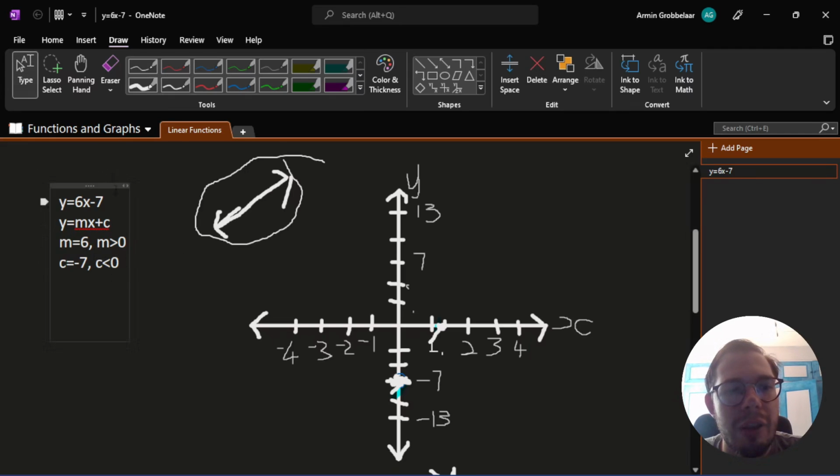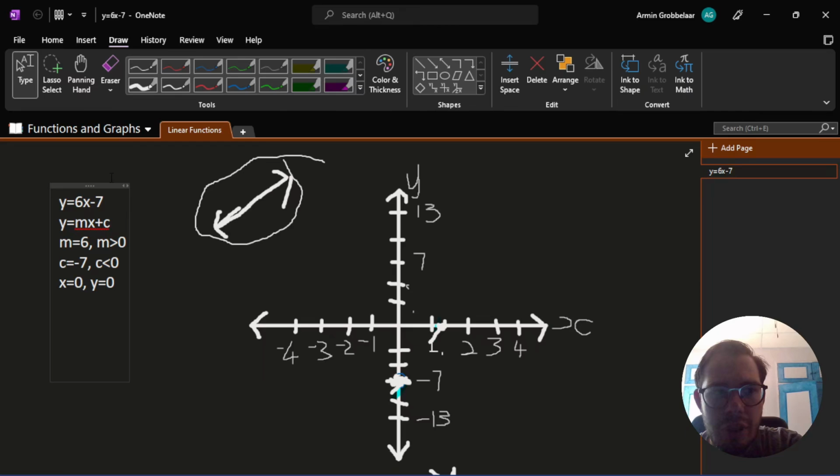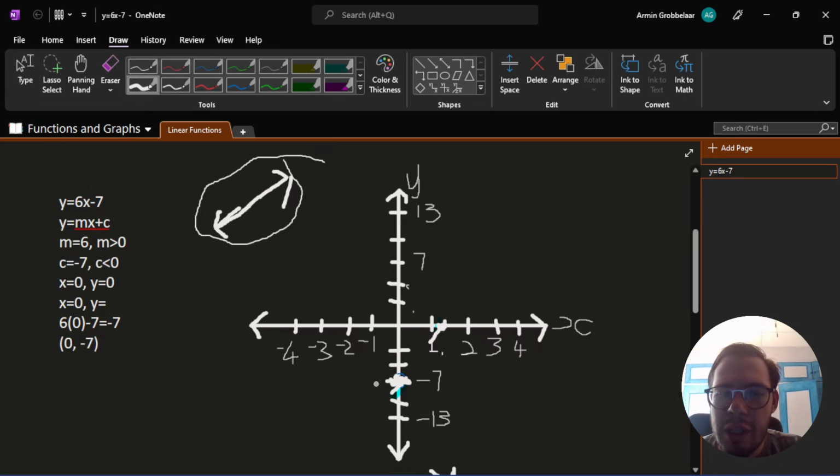So for the second method, we need 2 points. We need one point where x is equal to 0, and the second point will be where y is equal to 0. So setting x equal to 0, we get y is equal to 6 multiplied by 0 minus 7, so y is equal to minus 7. So our first point is the point (0, minus 7), which is this one here. So I'll just put a dot there.